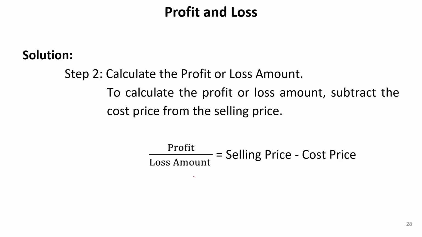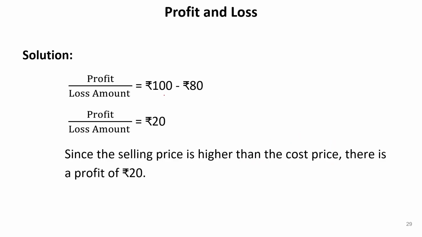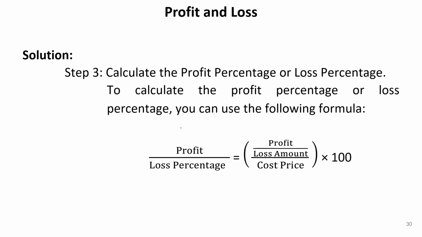Okay, so profit or loss amount is equal to selling price minus cost price. Okay, so profit or loss amount is equal to this much. Since the selling price is higher than the cost price, there is a profit of 20. So the profit is 20 rupees. To calculate the profit percentage, profit percentage is equal to what? Profit or loss amount whole by cost price into 100.